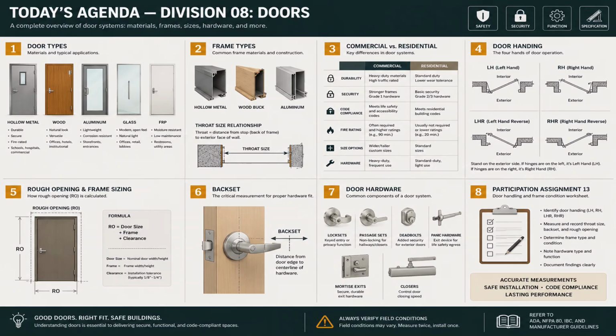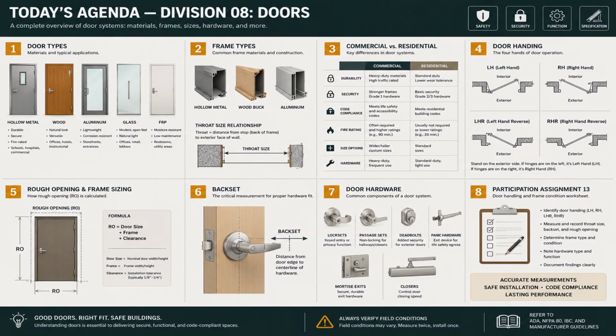Here's the roadmap, and it's a full one. Block 1, door types, materials, and typical applications. Block 2, frame types and construction. Block 3, commercial versus residential door systems, the key differences. Block 4, door handing, the 4 hands of door operation. Block 5, rough opening and frame sizing. Block 6, back set, the critical measurement for hardware fit. Block 7, door hardware, the common components of a door system. And Block 8, participation assignment 13.